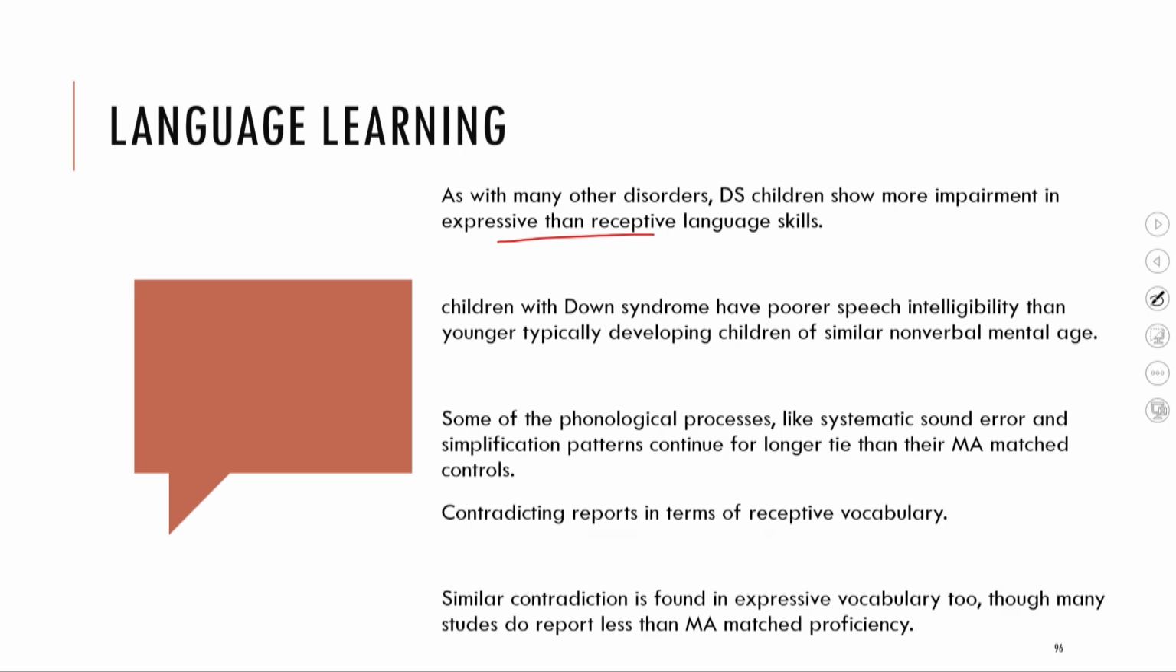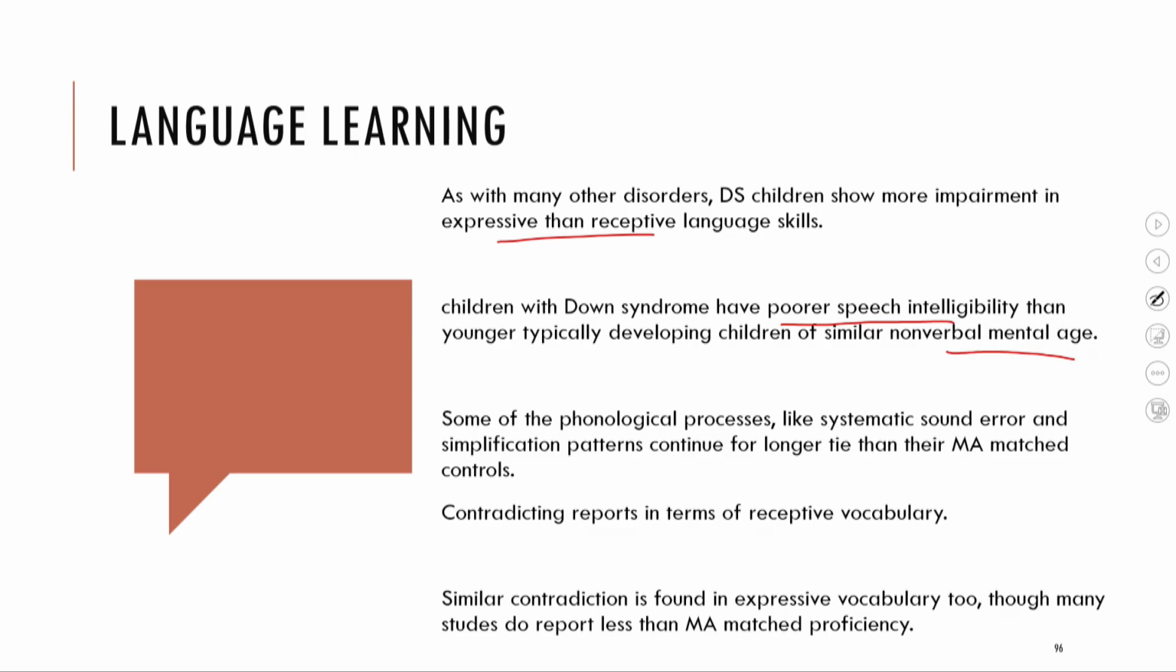Children with Down syndrome have poorer speech intelligibility than younger typically developing children of similar nonverbal mental age. Not chronological age, but when you match them with mental age matched control groups, which are younger than them, because their mental age is less than their chronological age, then they seem to have poorer speech intelligibility.